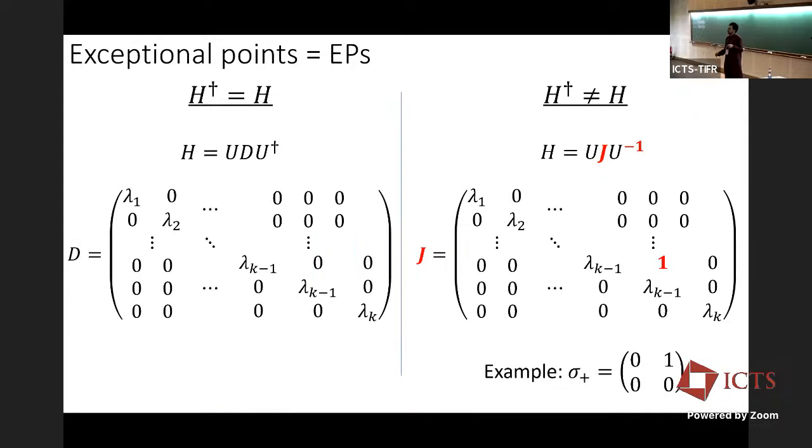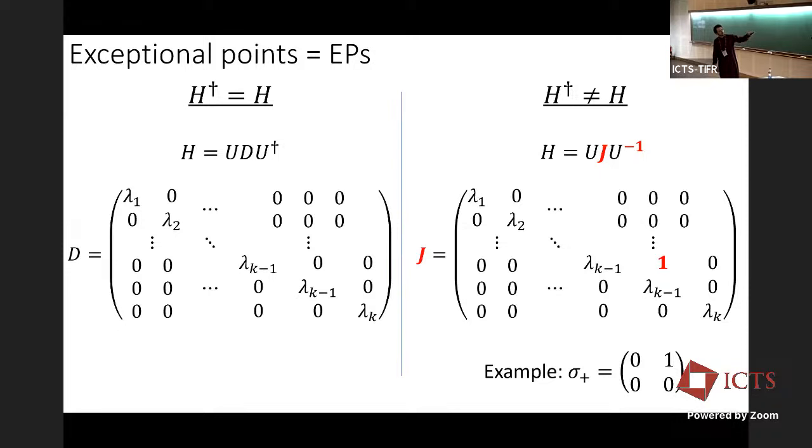Now, when people talk about non-Hermitian Hamiltonians, they often like to focus on their special property called exceptional points. What is an exceptional point? If you think of a Hermitian Hamiltonian, you are guaranteed to be able to diagonalize it via a unitary transformation, and D will be a diagonal matrix of eigenvalues. Some of the eigenvalues may coincide, then you say there is degeneracy, but the matrix will always be diagonal.